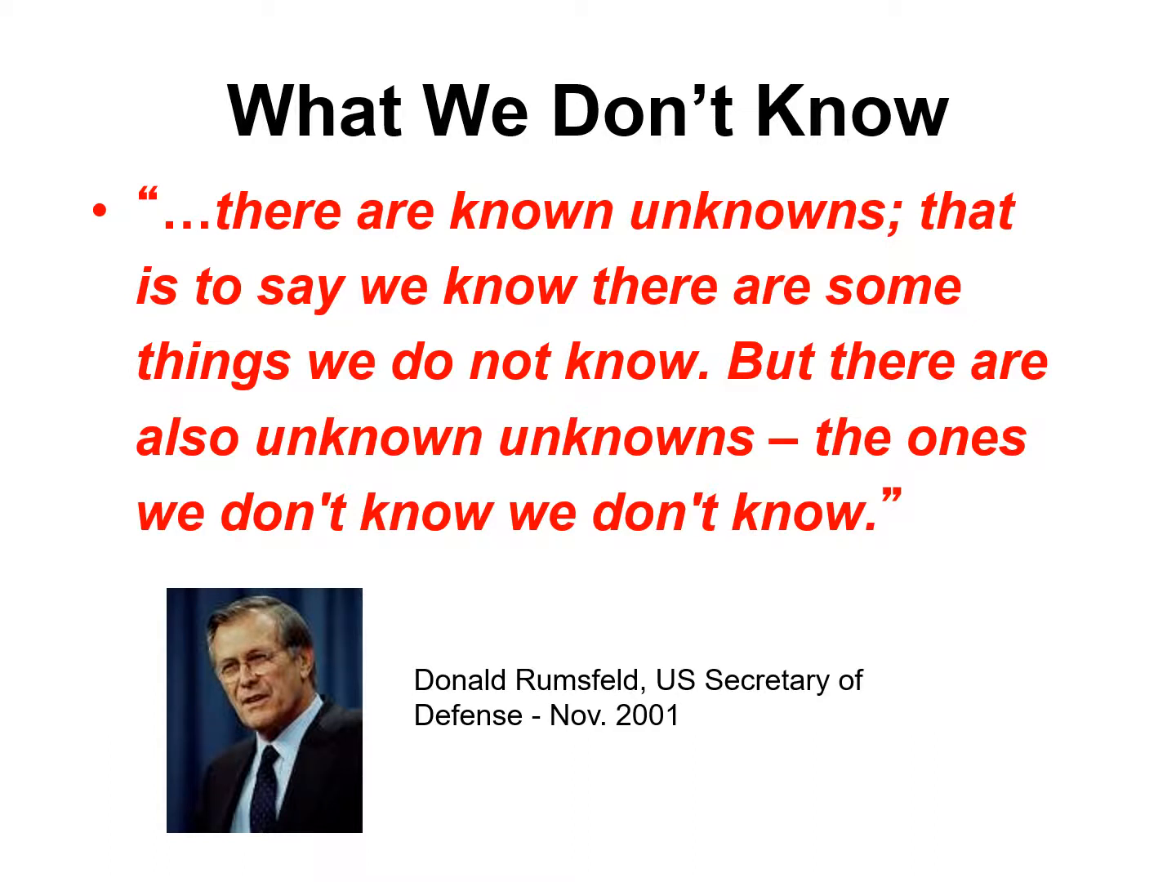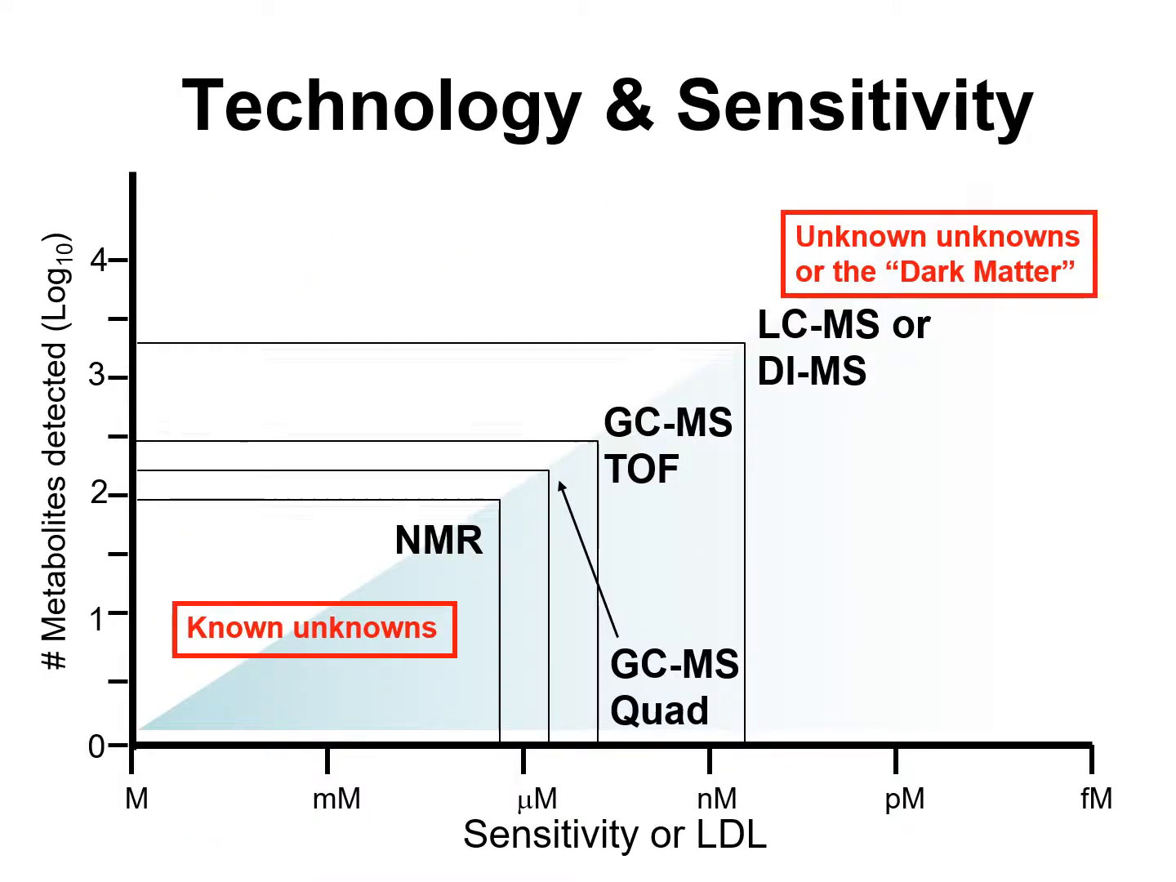This is a very telling quote because it's actually been a term or set of terms that we use frequently now in metabolomics to talk about the unknowns that we often have to deal with. This is a graph illustrating the unknown unknowns, or what we call the dark matter of the metabolome, and the known unknowns. So at the bottom left corner is an illustration of our sensitivity and the typical number of metabolites that we can detect using different technologies in metabolomics: NMR, GCMS, and then LCMS.